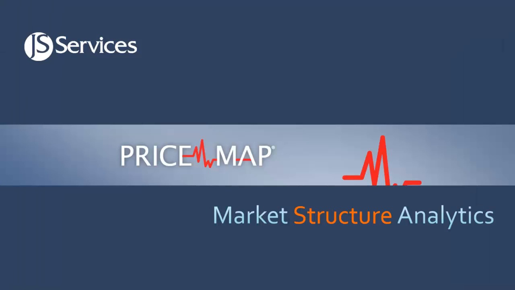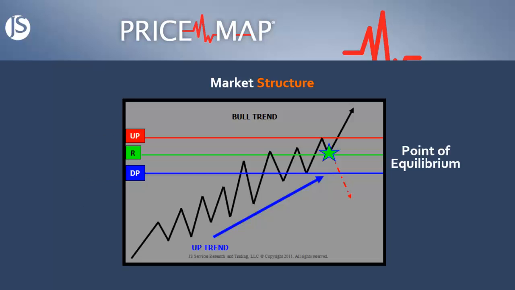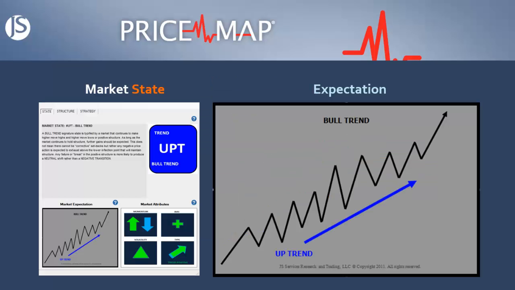JSServices price map analytics identify the structure of the market state and offer a price framework to standardize your trading. Structure: something arranged in a definite pattern of organization. The analytics define predictive price levels that identify the points where shifts in market state occur. Every market state has an expectation that defines it.